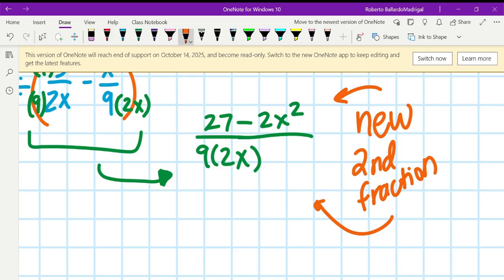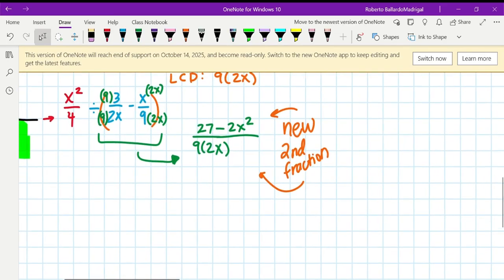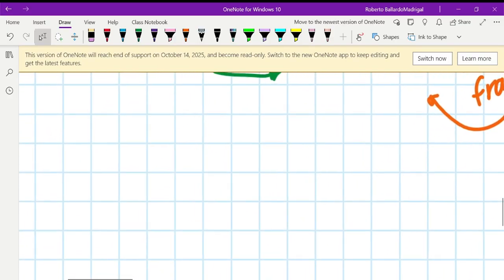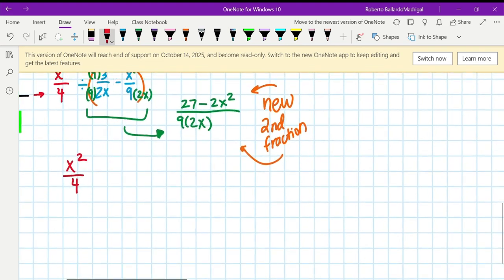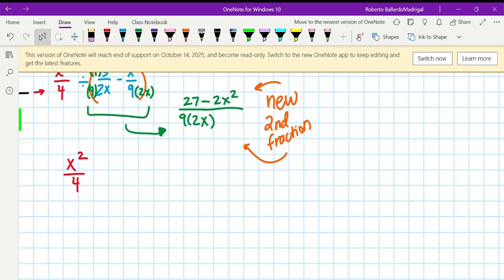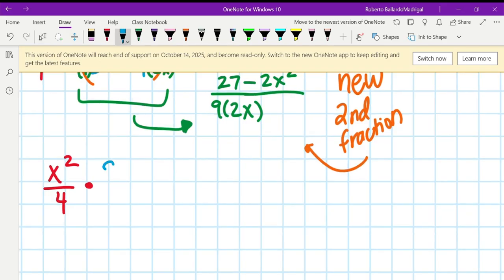Okay. So let's rewrite this argument. We're gonna write it as the following. So we had x squared over 4, and now we are gonna keep, change, flip. So let's do times, and we're going to flip the second fraction, which is 9 times 2x over 27 minus 2x squared. Okay.